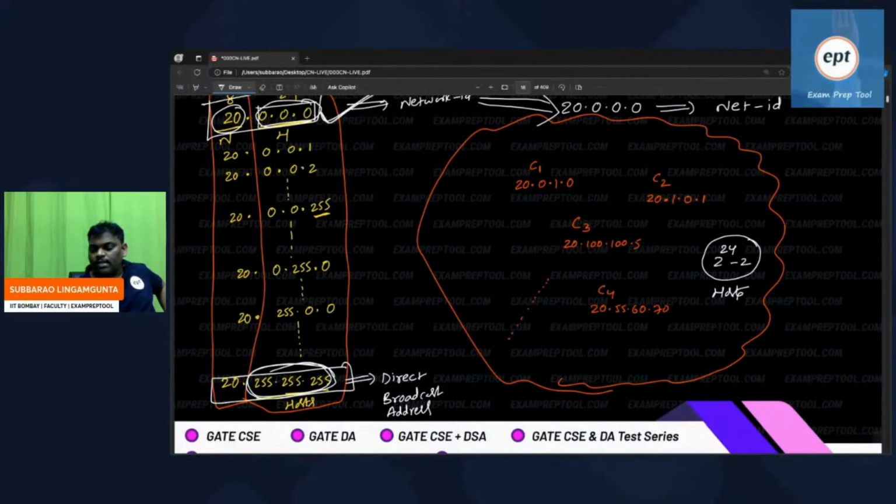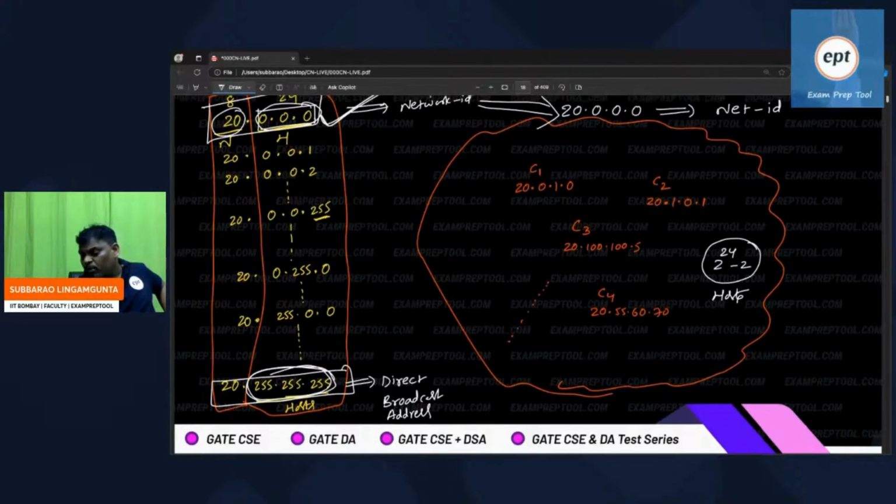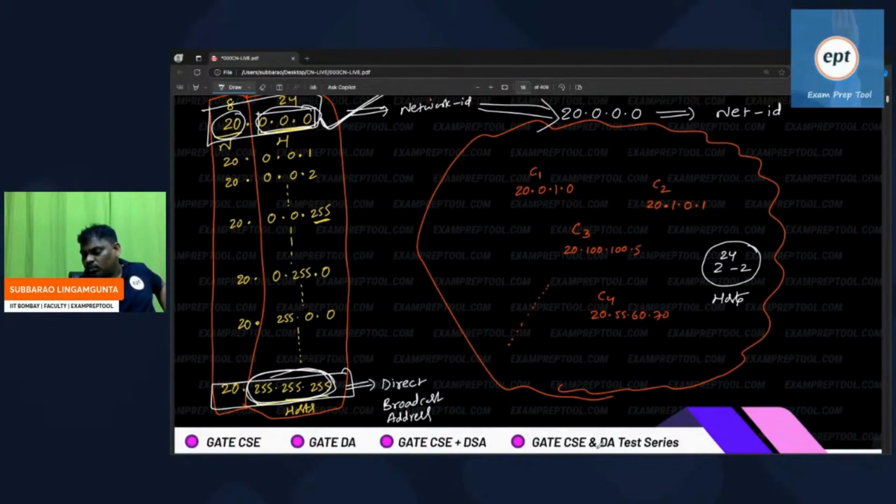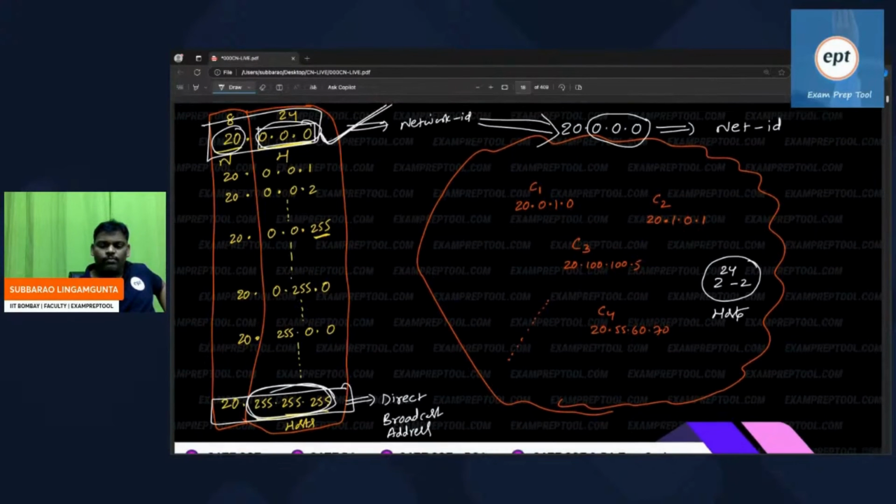So one class A network contains 2 power 24 IP addresses. Out of them, 2 power 24 minus 2 I can give to computers. 2 addresses I cannot give. The first address, with host part all zeros, is the network ID. With host part all ones, it is the broadcast address. We will see this afterwards.